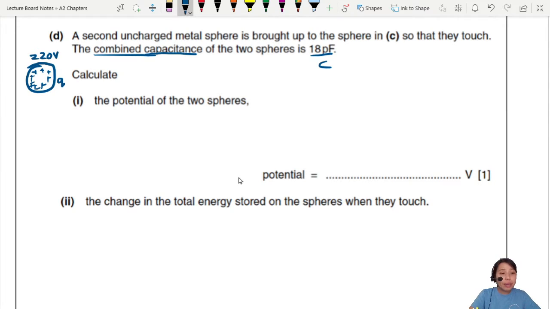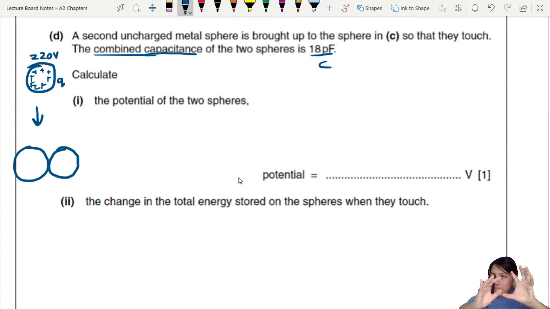Now you bring another metal sphere closer. What happened? So this becomes maybe like this. They touch. So what's going to happen is all the charges in the first sphere will just redistribute themselves throughout both spheres, because they are metal, so the charges can move around. Same total Q, but now you're at a different potential already. How do you find that? Okay, so I write here, same amount of charge. You didn't lose any charge, you didn't gain any charge.